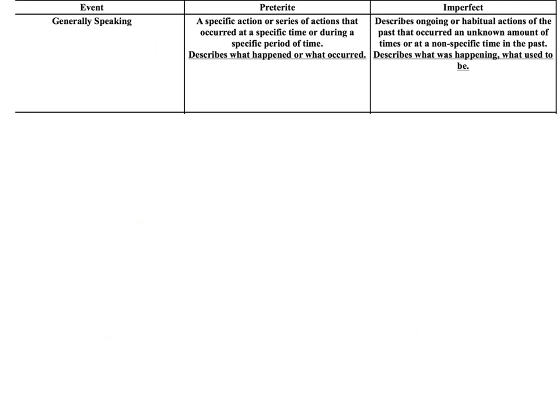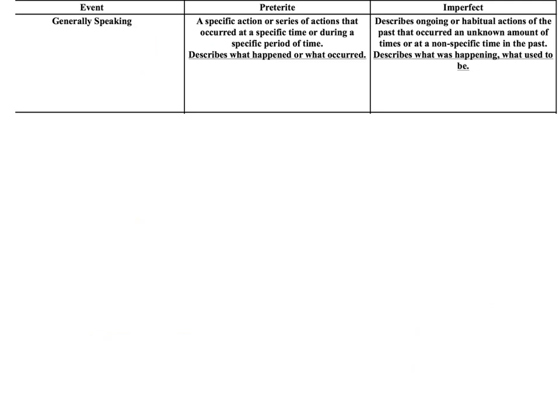So the preterite basically is a specific action or a series of actions that occur at a specific time or during a specific period of time. Describes what happened or what occurred. In other words, the preterite and the imperfect obviously both discuss the past. The preterite is going to be something that happens at a specific time, a specific known time, or a specific period of time. And it basically breaks down to what happened or what occurred.